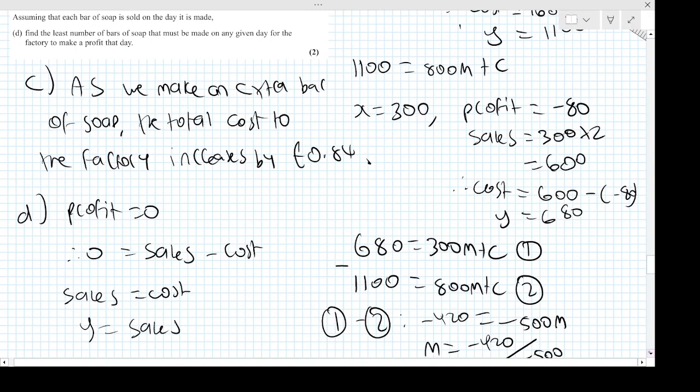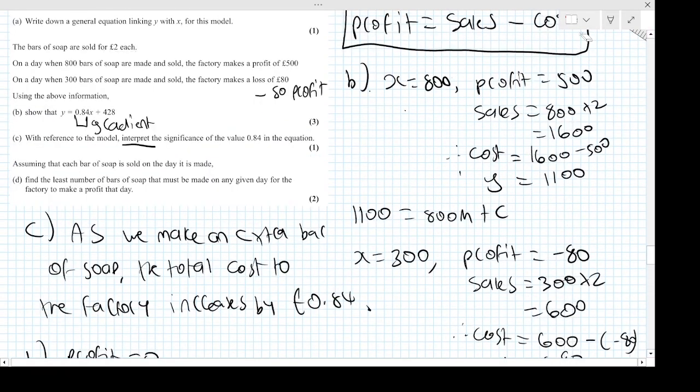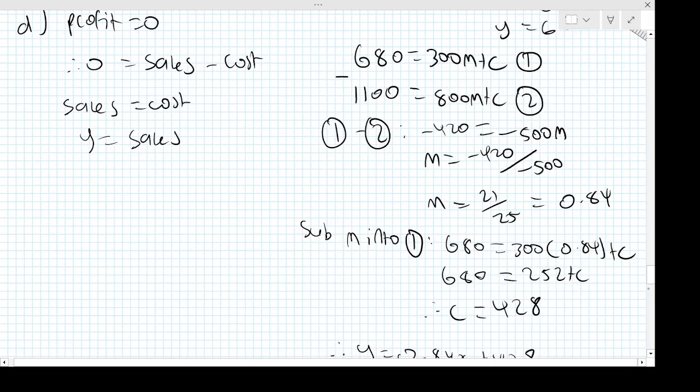But then what's sales? Well, sales is the same thing that we saw up here. Each bar of soap is sold for £2 each. So if there are X number of soaps, because remember X is the number of soaps made, well, the sales, if each bar of soap is £2, if there are X bars, that means there are 2X pounds, right? 2 times X. So therefore the sales is 2X, okay? So profit is 0, sales is 2X.